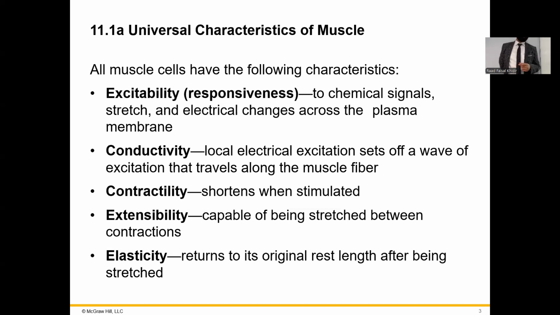Then there's the property of extensibility. Extensibility is when your muscle cell is able to stretch between contractions. We have elasticity, and that is the property when your muscle cells are able to return to their original resting length after being stretched. So what is excitability?